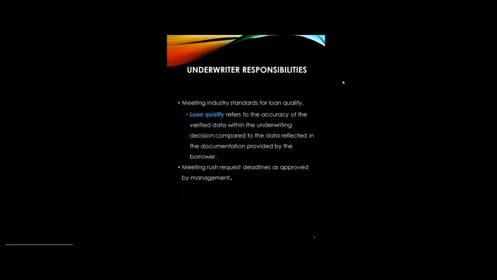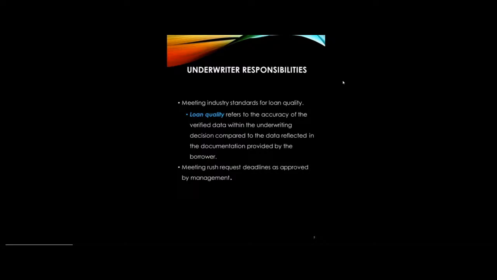Underwriting responsibilities. Continuing on, you have to meet industry standards for loan quality. What is loan quality? It refers to the accuracy of the verified data within the underwriting decision compared to the data reflected in the documentation provided by the borrower. Also, meeting rush request deadlines as approved by management.